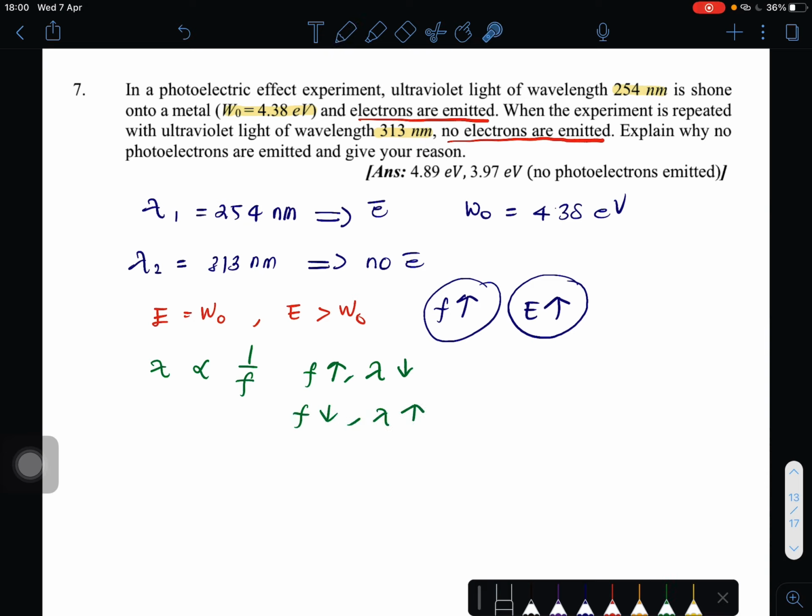So dekat sini kamu tengok wavelength yang pertama lebih kecil daripada wavelength yang kedua kan. So kalau wavelength kecil, frekuensi akan tinggi. Maksudnya frekuensi yang ni is higher, this one is lower. So remember, kalau lower frequency we cannot have electron.